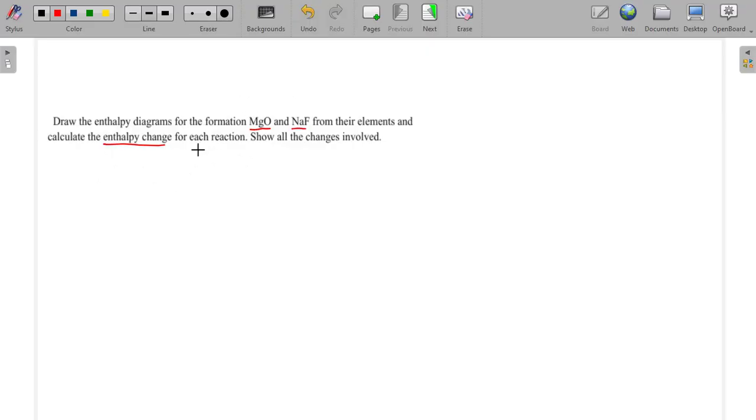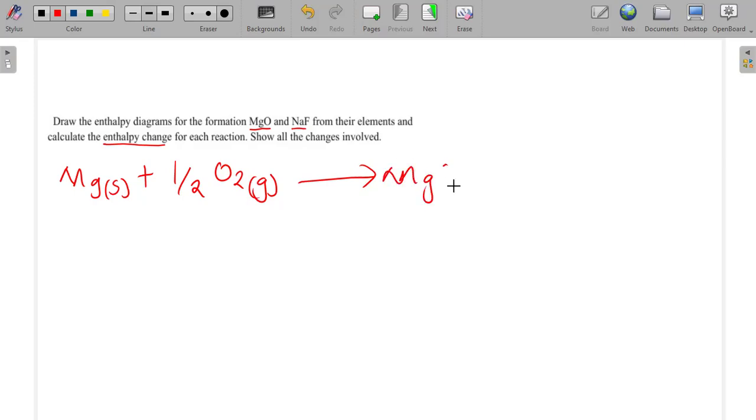of this magnesium oxide. Okay, so for magnesium oxide to be formed, we know that we need magnesium. So we have magnesium as a solid reacting with half of the oxygen, as a gas, to give us magnesium oxide. So this is the reaction for the formation of magnesium oxide. And we know that for this reaction the change in enthalpy is going to be negative, so it means that heat is going to be released for this magnesium oxide to be formed.